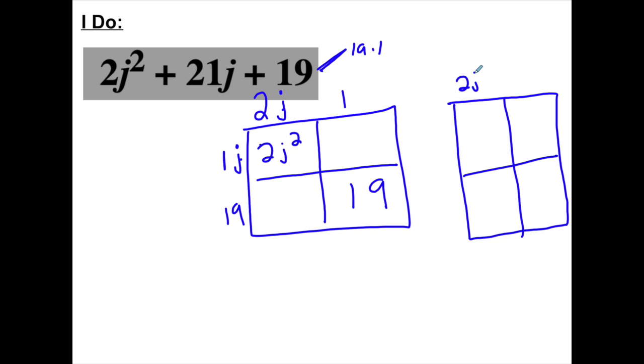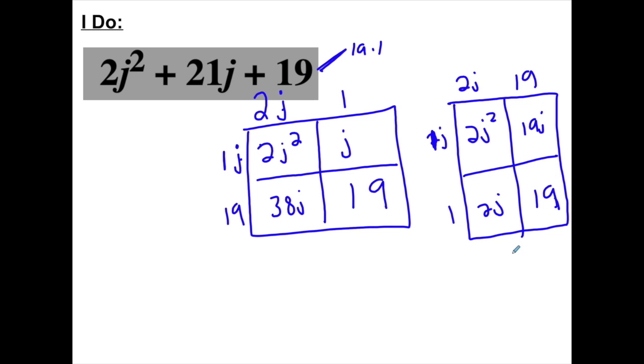So if I do 2j, 19, 2j, or rather 1j, and 1. Let's see what it looks like. So I get j, 1j times 1 is 1j. This would be 38j. Okay, this again would be 2j squared. This would be 19j, 2j, and 19. So see the difference here is this, you actually get 21j when you add them up. Here, you get 39j. So these are radically different.